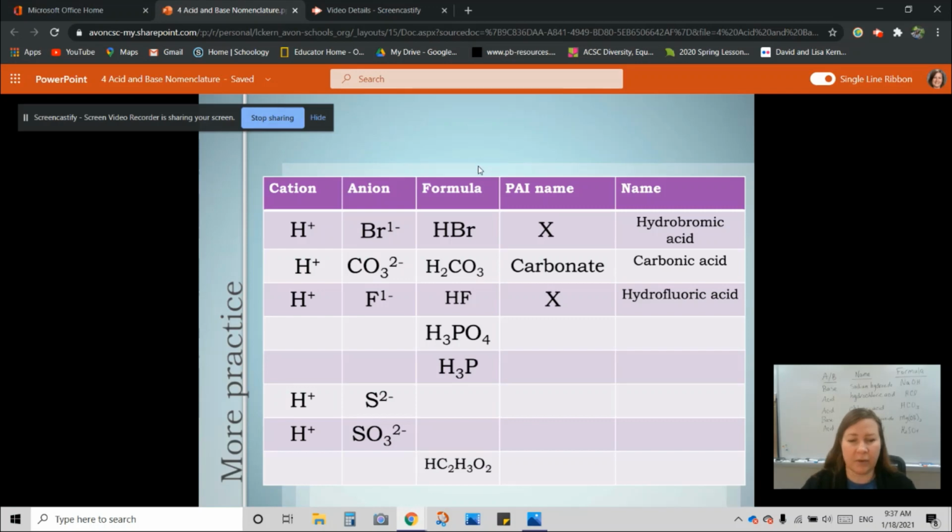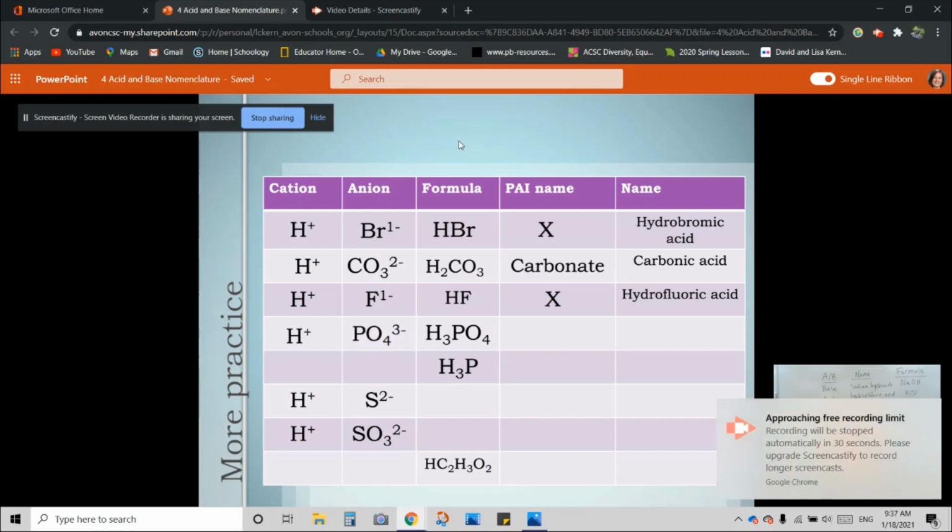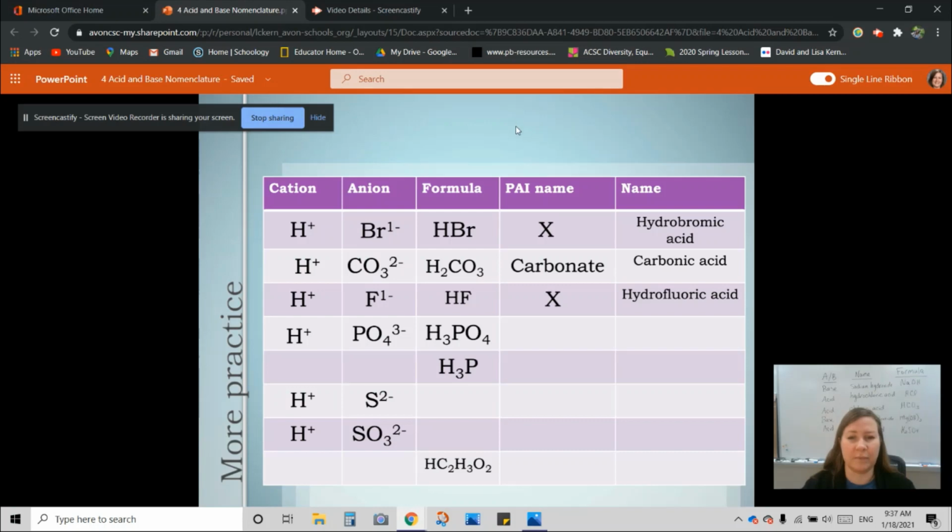Okay, now we're given the formula and we need to write the name of the compound. Well, it's got 3 elements in it, so it's definitely a ternary acid. So it is going to have an anion that's a polyatomic ion on your polyatomic ion sheet, which can be found in your course information folder. H plus is still our cation. PO4 minus 3 is going to be our anion. We're going to put those together to make H3PO4.